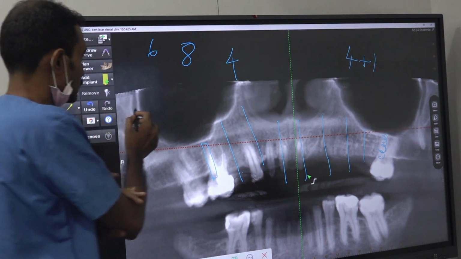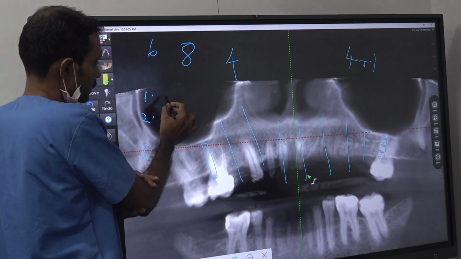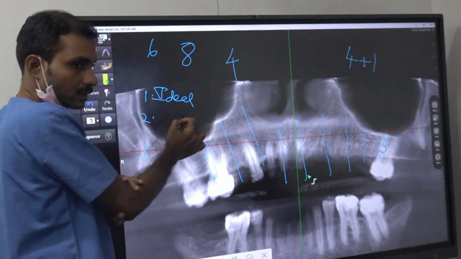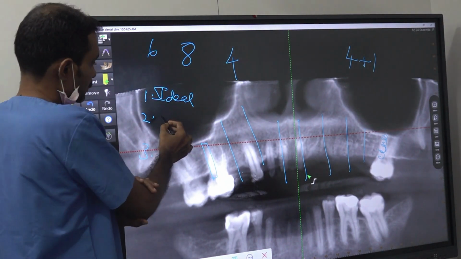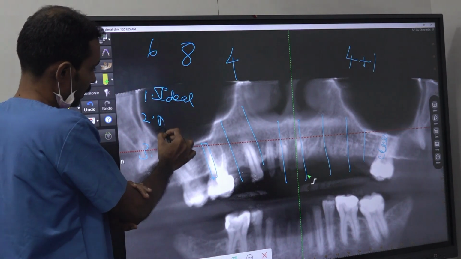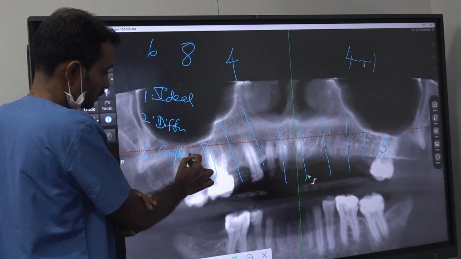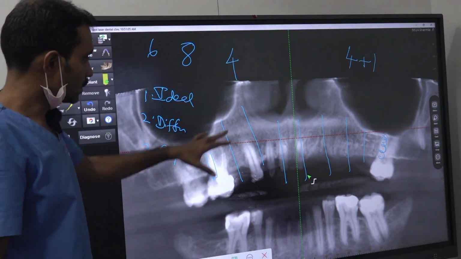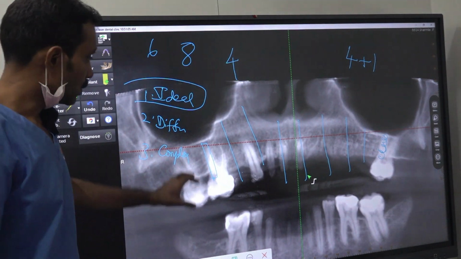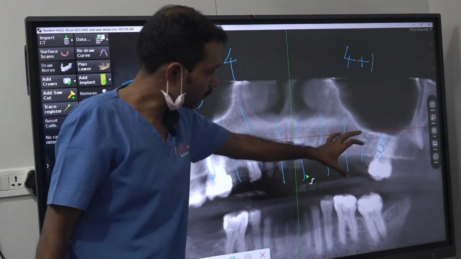So full mouth case you can divide into 2 categories by seeing the X-ray. Ideal case, no difficult case, no very complex case. This comes under very ideal case, ideal for beginners. You have got good bone in the molars, you have got good bone in the anterior, left side, right side, everything.